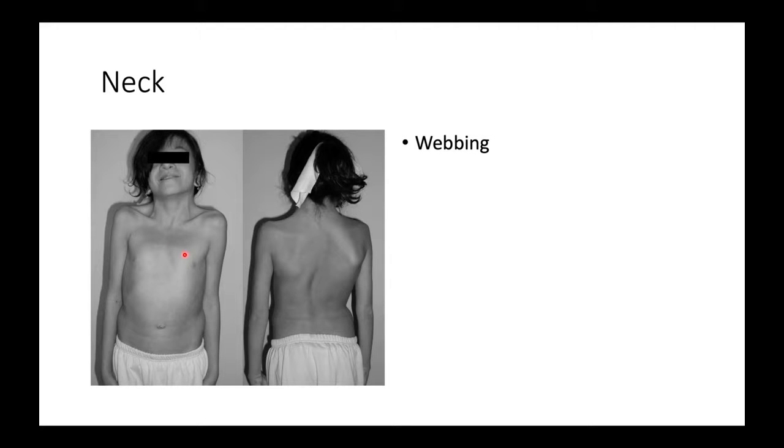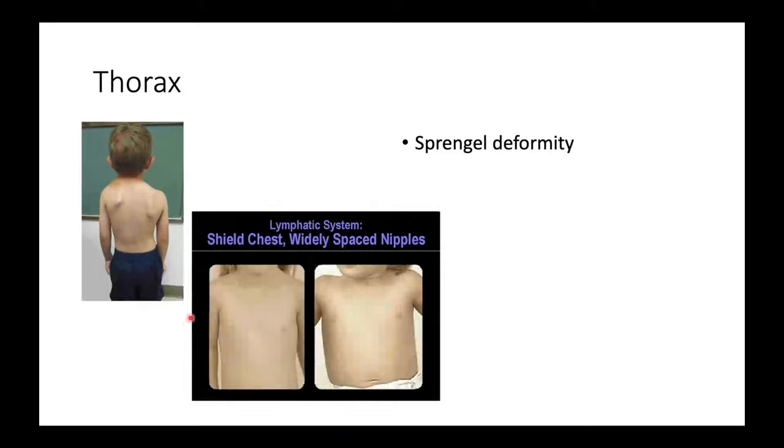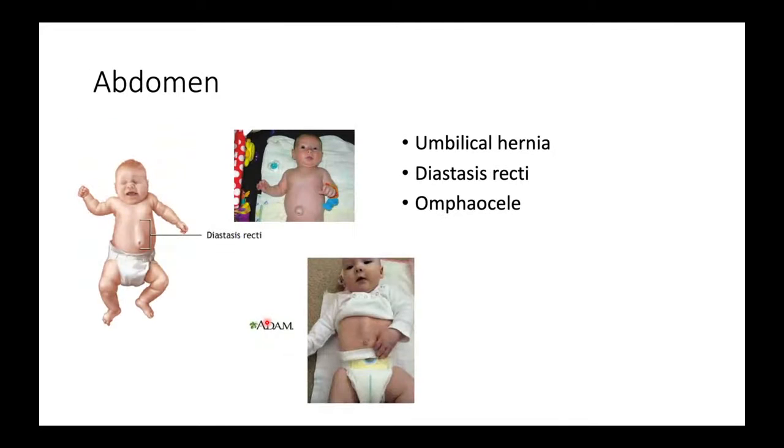So this is a shield-like chest. Okay, so here we have a child who has, the spine is pretty straight, but the scapulae are at different levels, and the scapula is fixed upwards here, and this is called a Sprengel deformity. And here we're looking again, and we're seeing the shield-like chest with the widely spaced nipples of Turner syndrome.